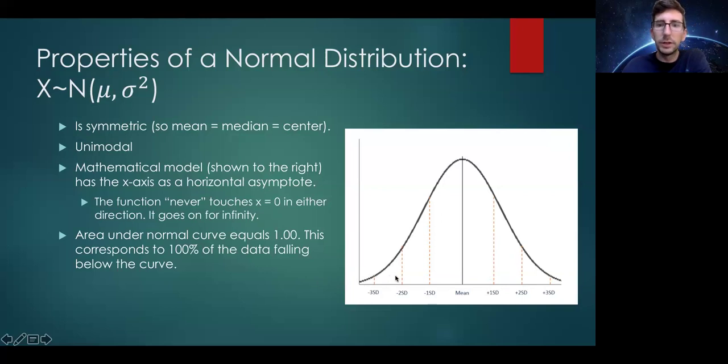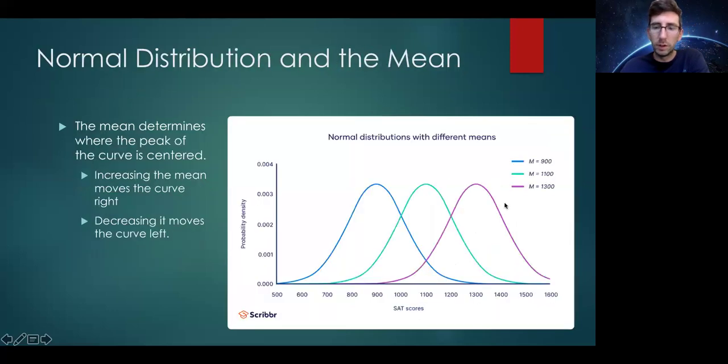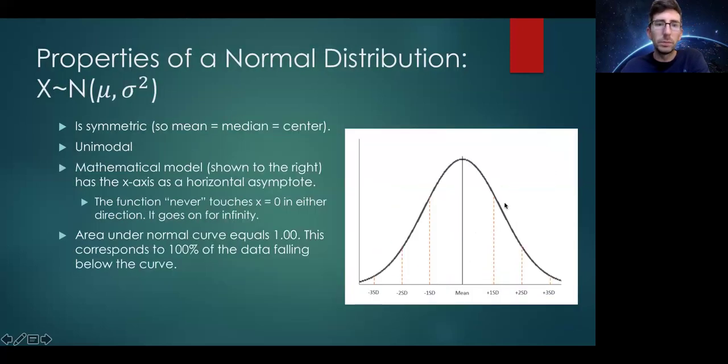And then lastly, this is really key. The area under our normal curve is equal to 1. This corresponds to 100% of our data falling below the curve. So this curve is going to capture our entire population, and so basically the area under it equals 1.